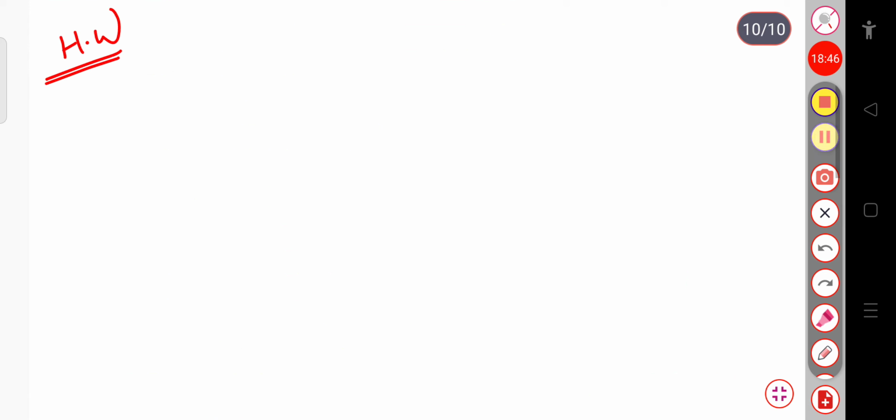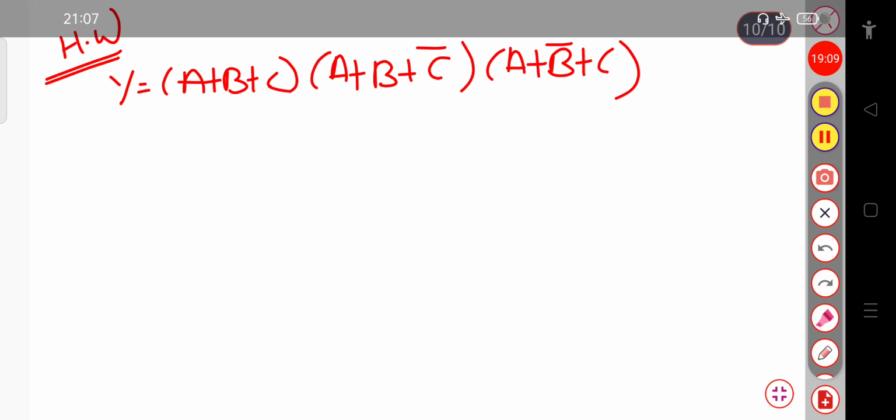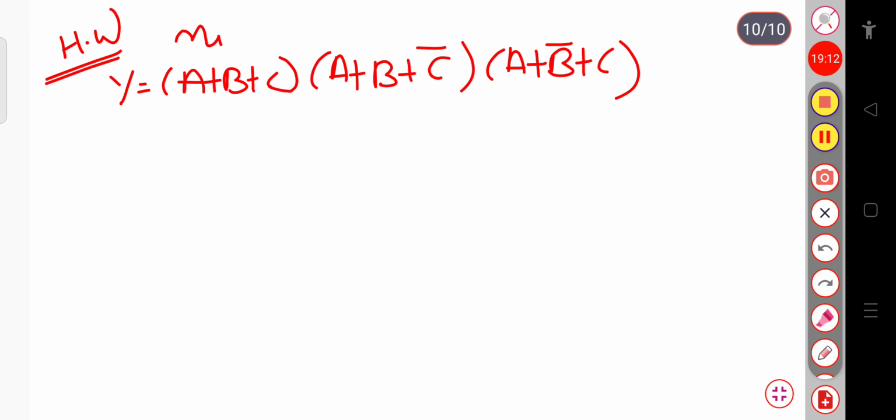I am giving you one homework question, that is y equal to a plus b plus c whole into a plus b plus c bar into a plus b bar plus c. You have to solve it, or you can say that you have to minimize this expression. Here I am just telling you that just try to put x equal to a plus b, then try to solve this, you can solve it quickly, give your answer in the comment section.